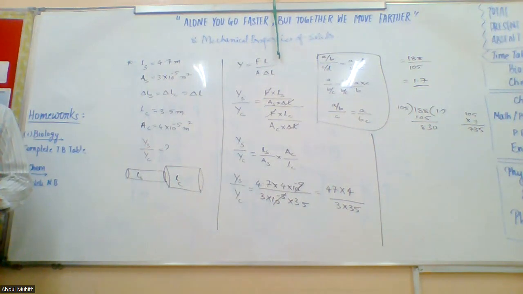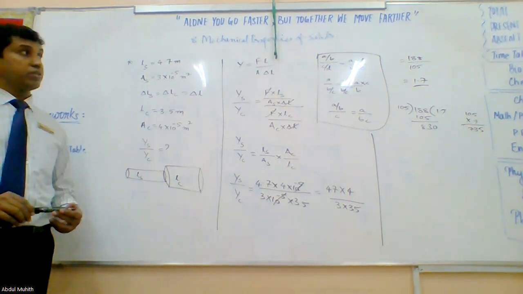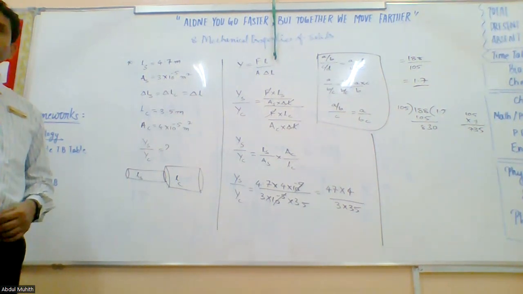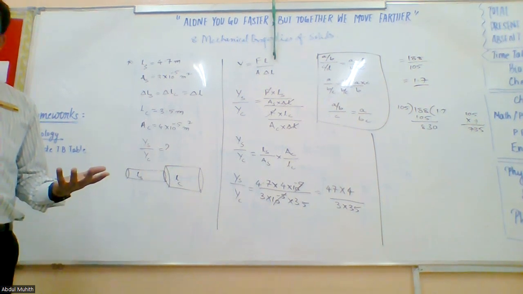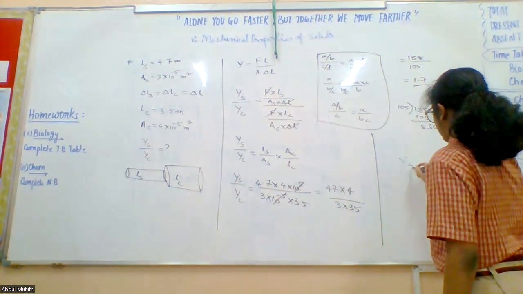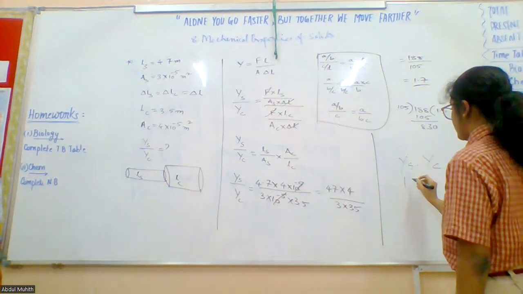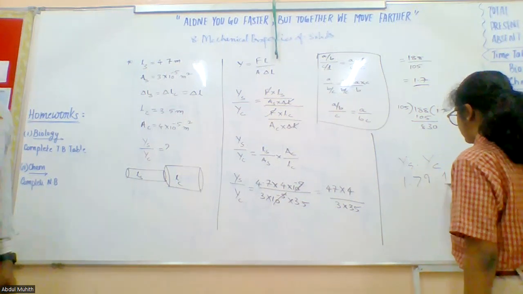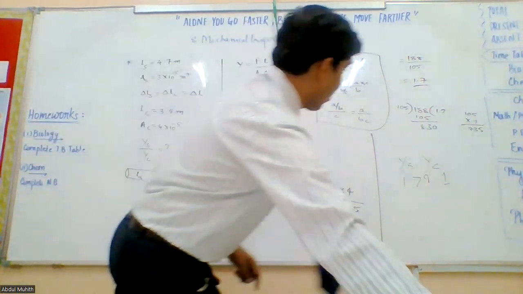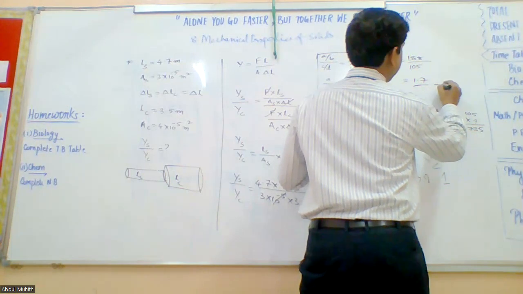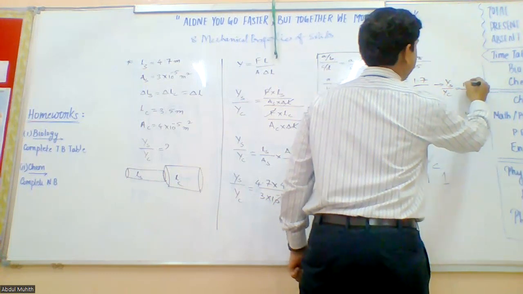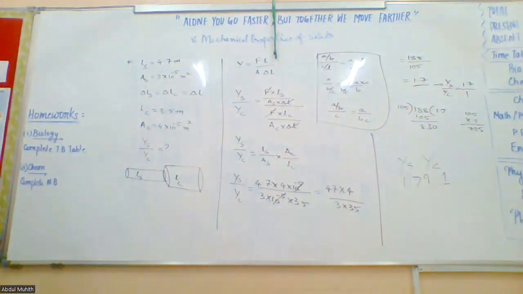Is that clear, girls? Yes, sir. So it's 1.79 is to 1, a ratio like this, right? Okay, I'll write this there. Sir, you have to write that. No, sir, I asked out of my own curiosity.